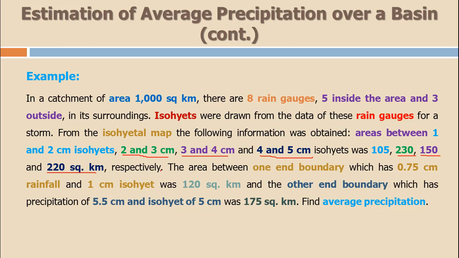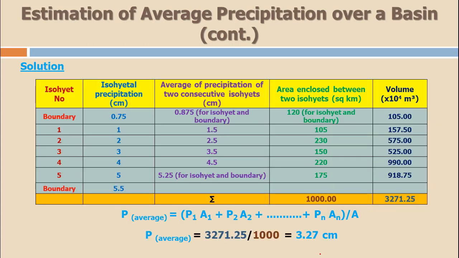220 square kilometer. The area between the boundary, which has 0.75 centimeter rainfall, and 1 centimeter isohyete was this. The first boundary value is 0.75, and the area between the first boundary and the isohyete number 1 centimeter is 120, and similarly at the last the value is 5.5 and the area is 175 square kilometer. Find average precipitation. So all the data we required is given. So just put this data in a tabular form and then make calculation.